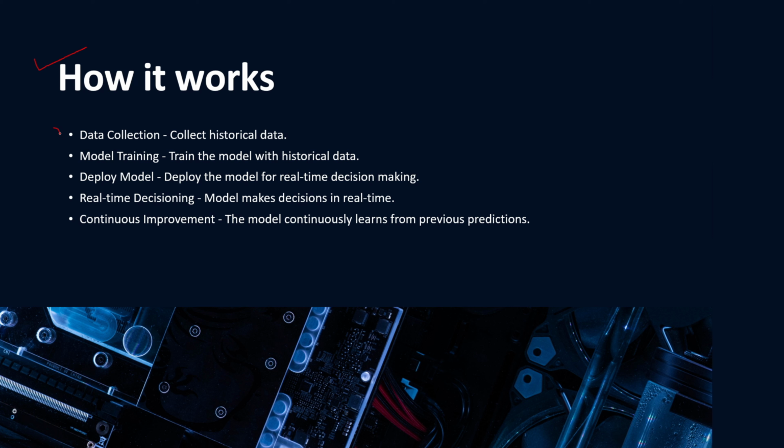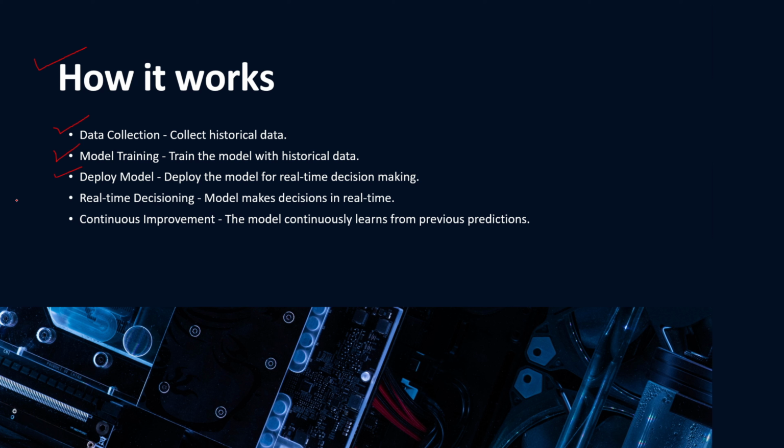Moving forward, let's talk about how AWS Fraud Detector basically works. The first step is data collection, wherein you collect a lot of historical data according to your use case. For example, if you're looking to prevent online payment fraud, you should collect a lot of historical data related to online payments. The second part is model training. Here is where you're going to train AWS Fraud Detector with all of your historical data, so it knows what is a fraudulent activity and what is not a fraudulent activity.